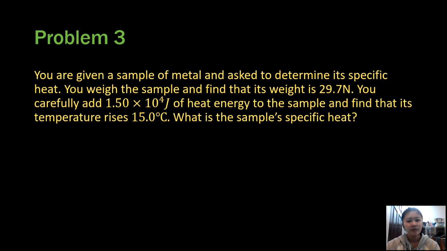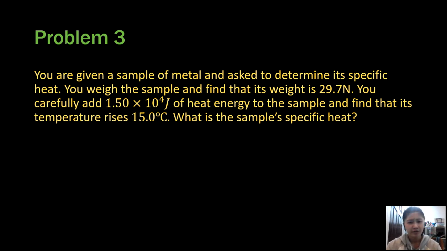So, for our last problem, problem number 3, you are given a sample of metal and asked to determine its specific heat. You weigh the sample and find that its weight is 29.7 newtons. You carefully add 1.50 times 10 raised to 4 joules of heat energy to the sample and find that its temperature rises 15 degrees Celsius. What is the sample's specific heat?